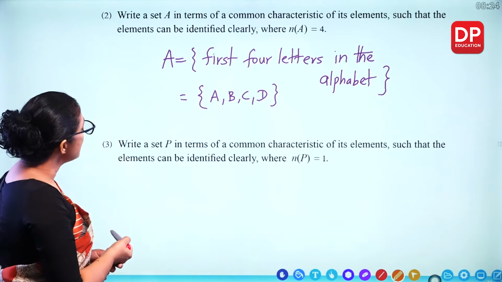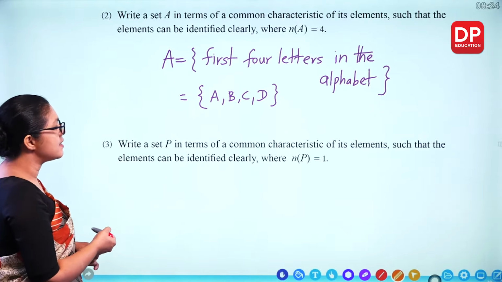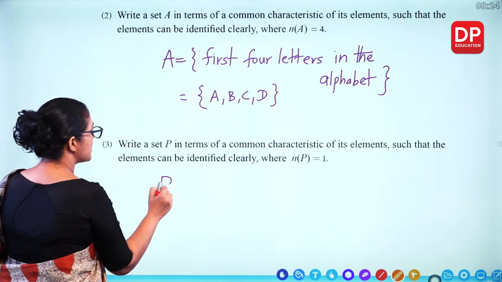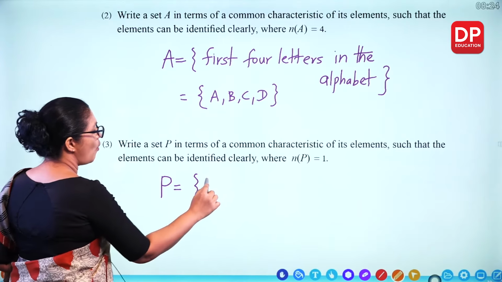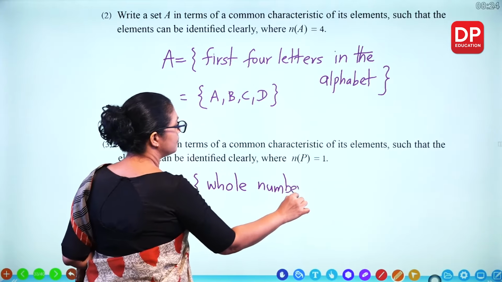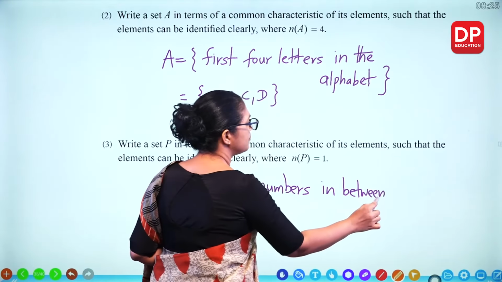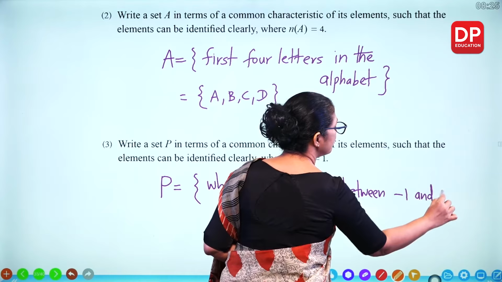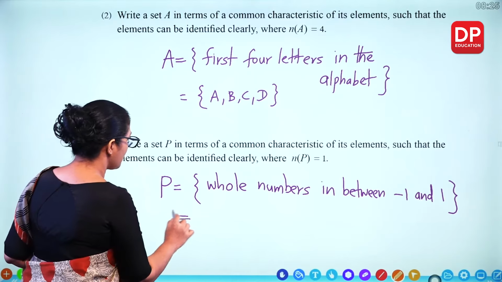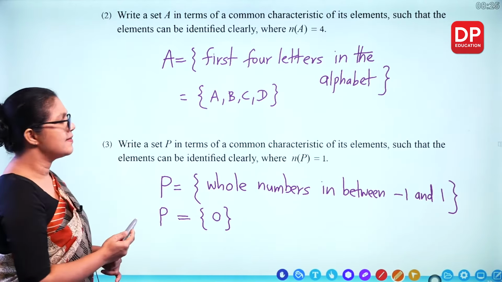Third one. Write a set P in terms of a common characteristic of its elements such that the elements can be identified clearly, n(P) equals 1. Only one element. We'll take whole numbers in between -1 and 1. So what are the whole numbers? You can say 0. We take 0 as the whole number. So 0 is the whole number. Then n(P) is equal to 1.